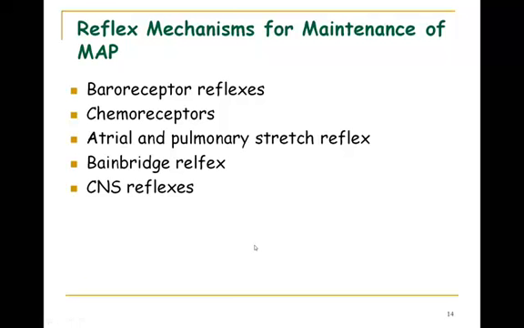This lecture corresponds to the second half of the lecture on the nervous regulation of the circulation. What we're going to do for this last part of the lecture is to look at some of the reflex mechanisms for the maintenance of your mean arterial pressure. We're going to place a little bit more emphasis on the baroreceptor reflexes, since we are actually going to be doing that in lab, but we'll also discuss some other reflexes.